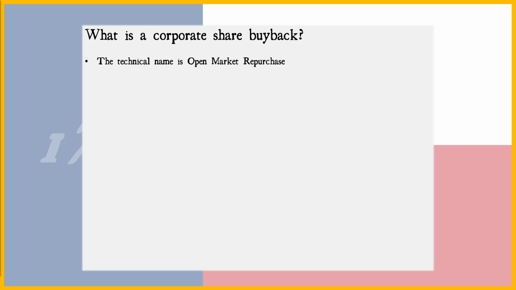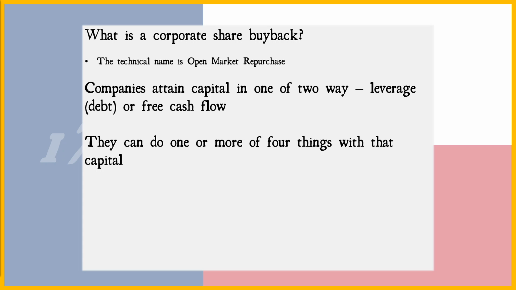the exact same thing. Now, companies attain their capital in really one of two ways. They can lever up, which means to take on debt, basically, or they can use what's called their free cash flow. And free cash flow is a finance and accounting term to describe the amount of money that's left over in the business after they've paid all their bills, paid their interest, and paid their tax.